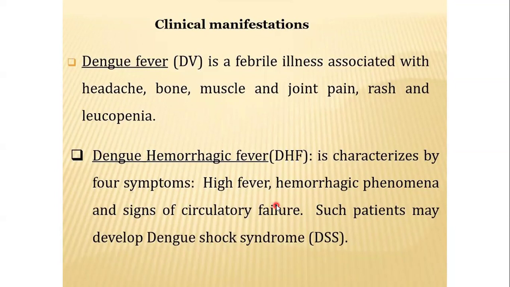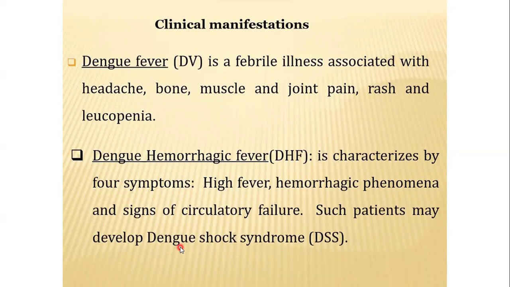You can have pleural effusion. Pleural effusion is when you have fluid. The pleura is the space between your lungs, so there'll be fluid there. When you have pleural effusion, you'll start getting signs of respiratory failure because you can't breathe properly. And then such patients may develop dengue shock syndrome. Dengue shock syndrome is when you have all these symptoms, as we had said, and then you now develop shock.